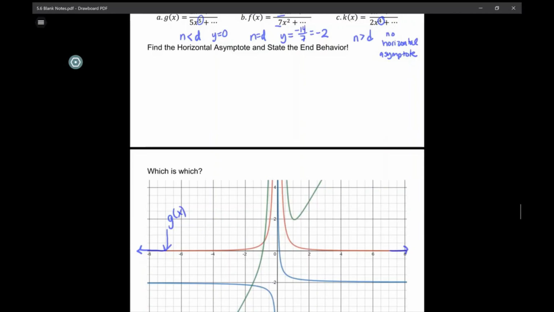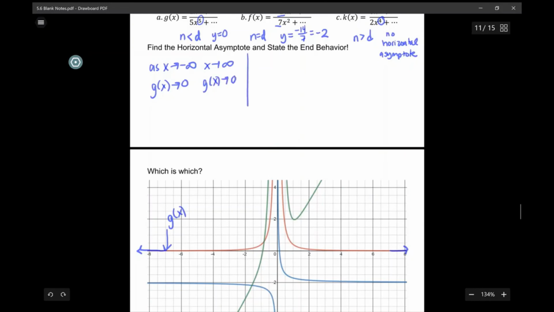So my end behavior for this one would be as x goes to negative infinity, then g of x goes to 0, right? That's what I'm seeing here. And as x goes to positive infinity, g of x goes to 0. That's my end behavior for g of x, and that's supposed to be a little arrow. So as x goes to negative infinity, the red is getting really close to 0, and as x gets really big, it's also getting close to 0.